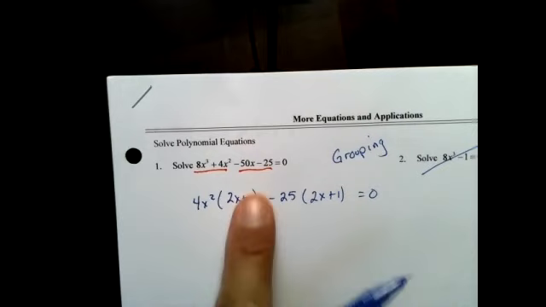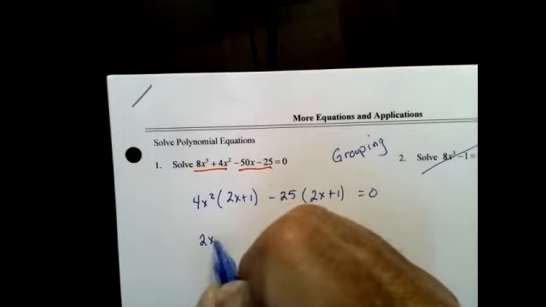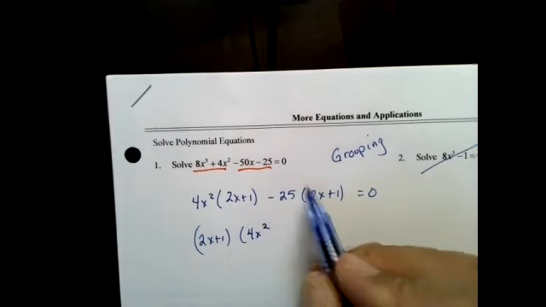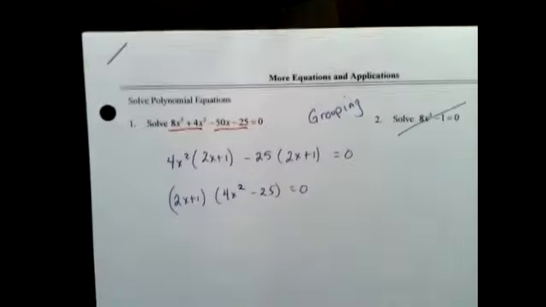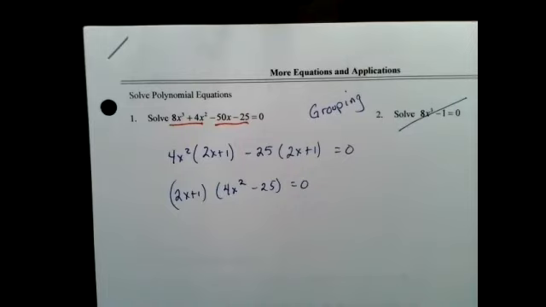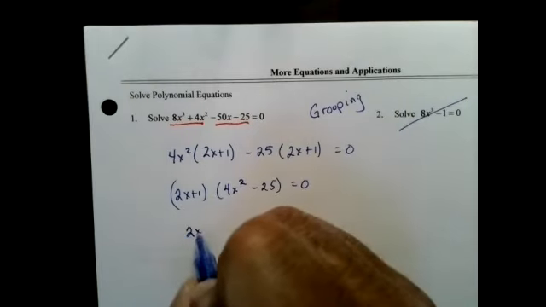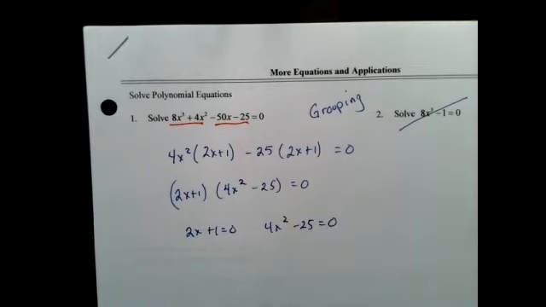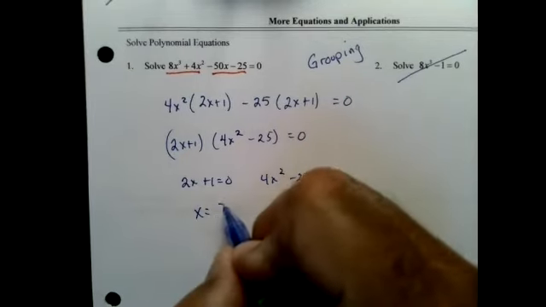I can think of this as one thing and this is one thing. One term, I can pull out the 2x plus 1. And out of this one, I'm left with the 4x squared. If I pull the 2x plus 1 out of here, I'm left with the minus 25. I now have the zero product property. 2x plus 1 equals 0. 4x squared minus 25 equals 0. I'll do this one. x equals negative 1/2.